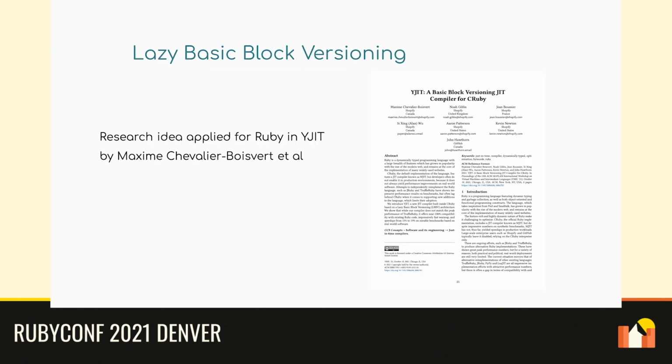Lazy basic block versioning is an idea where you have a wavefront of your code running through basic blocks, which are little snippets of Ruby code that don't have control flow in them, and you generate a machine code version of each of those basic blocks. And this was a research idea being applied for Ruby today in YJIT by Maxime at Shopify and others.